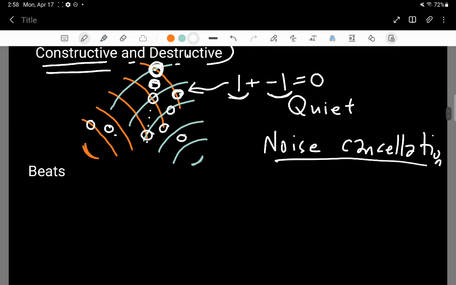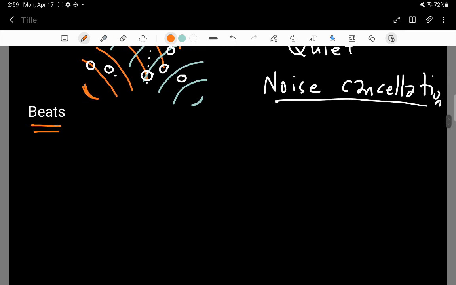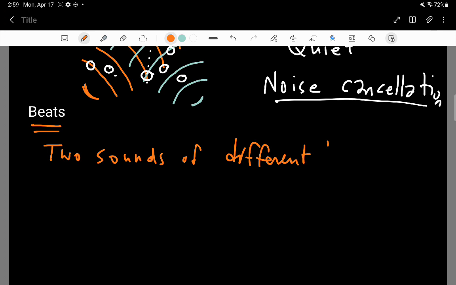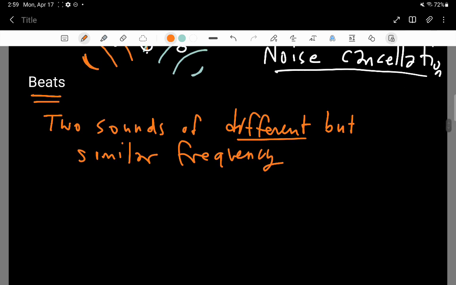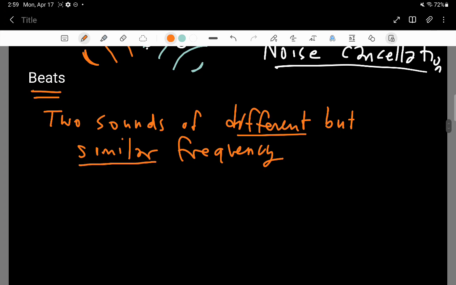Okay, so another topic is the idea of beats. So beats is what you get when you get the overlap of two sounds of different but similar frequency. So they're different, definitely, but they're almost the same. That's what's meant by similar.